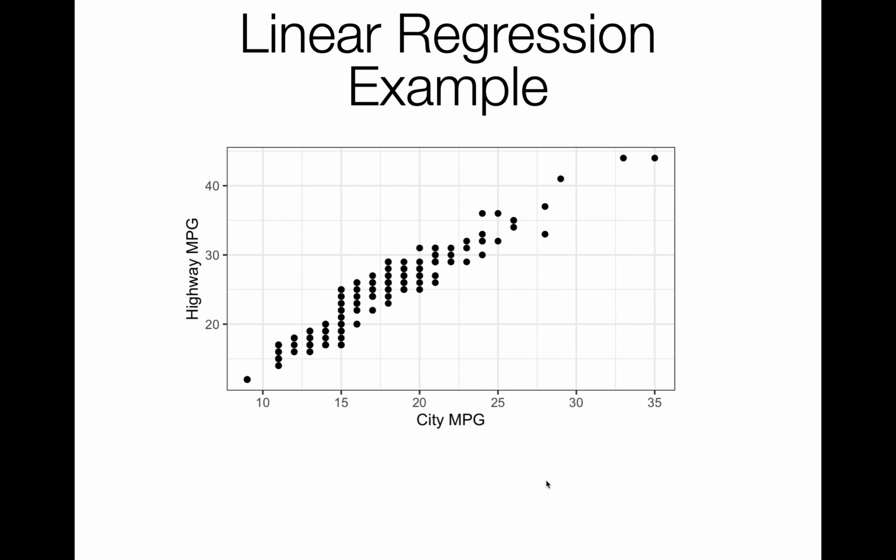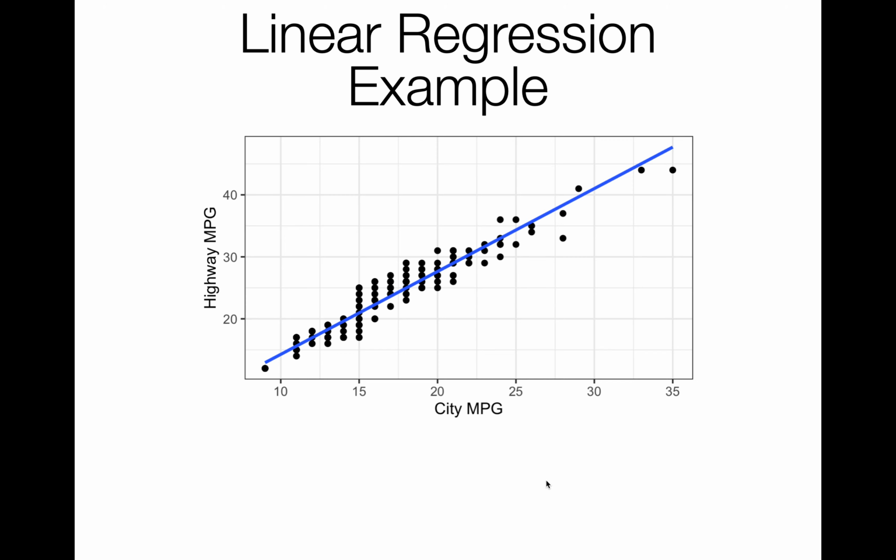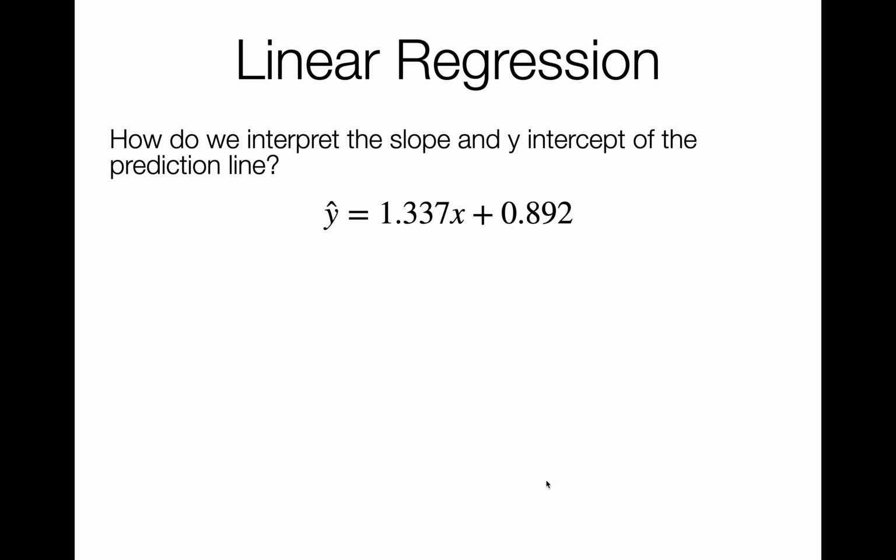So, for example, here is a plot, okay, of data that has a linear relationship. It's the relationship between city and highway miles per gallon, okay, which hopefully does have some sort of linear relationship. And so I can fit, does it look linear? Yes. Okay, so I can fit a line to it, and I can describe that line. Okay, so there's the line, y hat equals 1.337x plus 0.892. So we got the line.